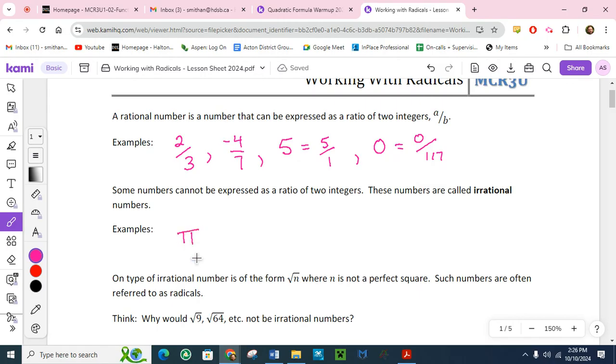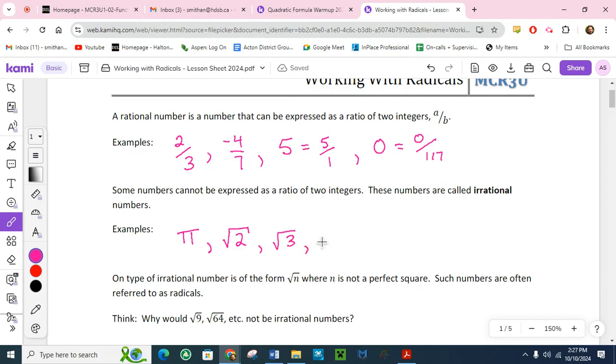Some examples of irrational numbers. A number like pi is an irrational number. You guys know pi, like 3.14159, blah, blah, blah. That's as far as I can go. That's an irrational number. Other irrational numbers are of this form, where it's the root of a number like 2. The square root of 2 cannot be expressed as one number over another. In fact, when you do root 2 in a calculator, it gives you a decimal that has no repeating pattern.